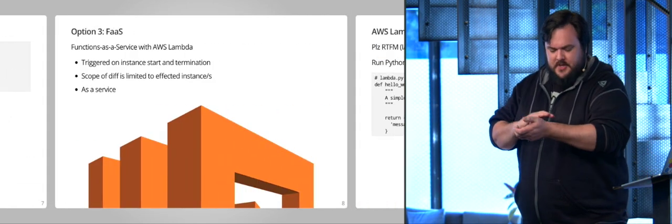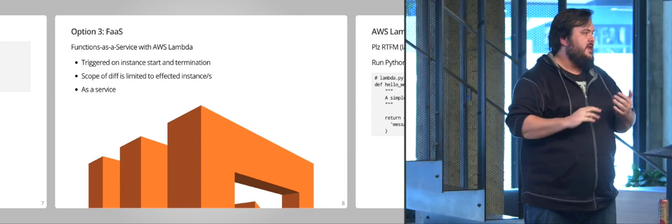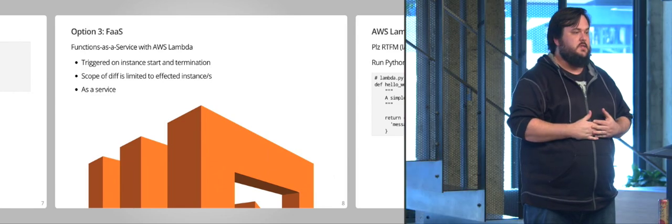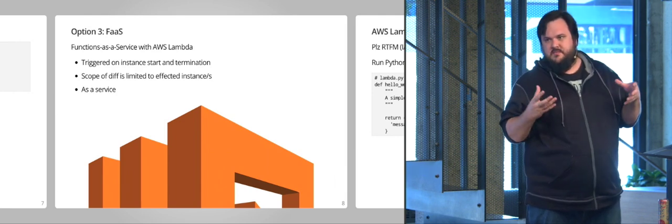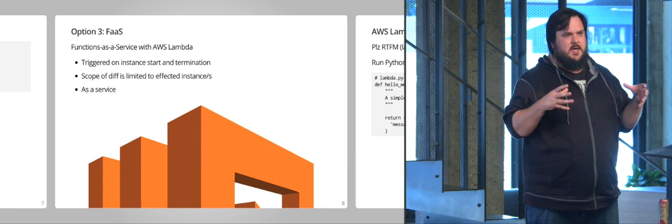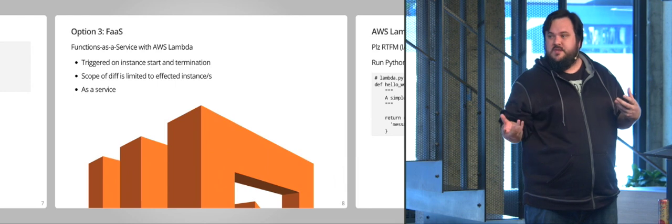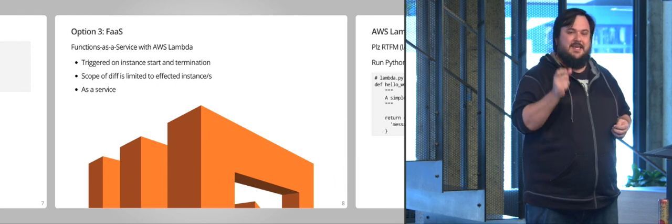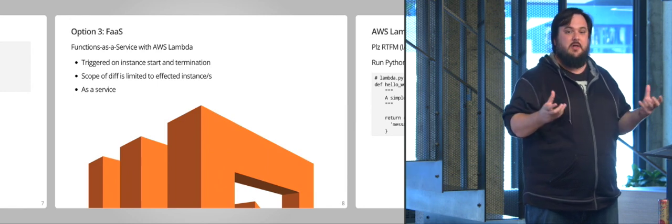The old world. So enter the new world: functions as a service. We can trigger events as they happen and respond to those. Something that's really cool about this is that the scope of the diff is limited to just that host. Rather than loading up all hosts from Zabbix and all hosts from EC2, we get a little event that says this host has changed, and I can just pull that host and figure out what the diff is. It's a much lighter weight operation.